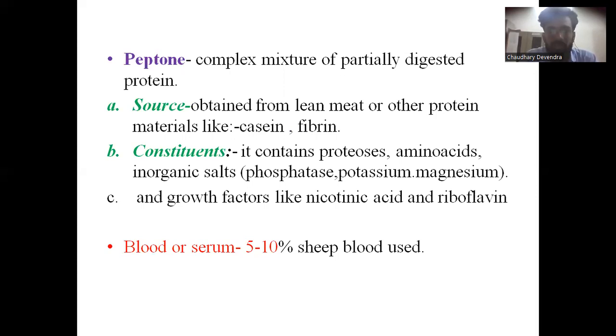Some bacteria need some special vitamins also for their growth. And we use blood or serum. In culture media we also use this, which is also a major component. Like blood or serum. In the case of blood we use 5 to 10% sheep blood.